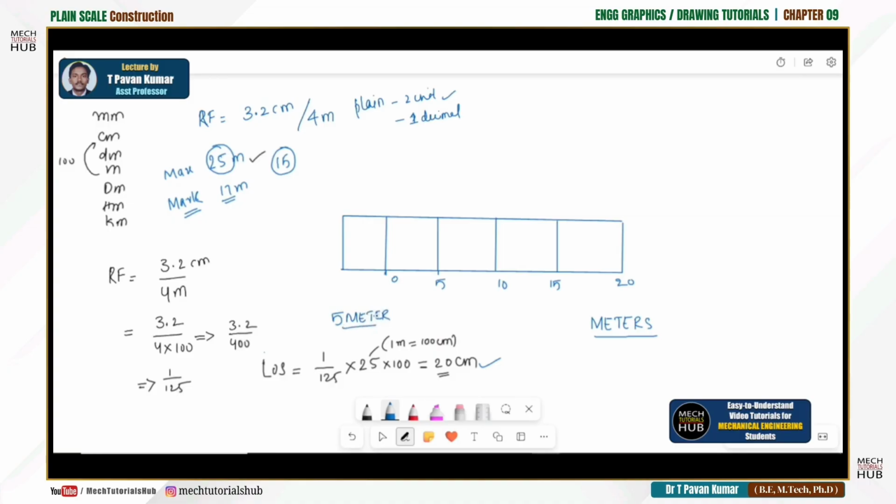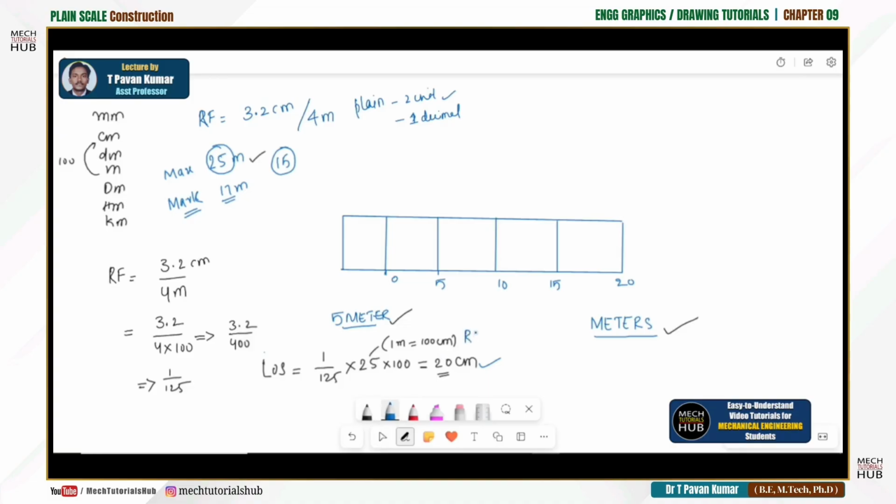Why I'm writing this? Because it is given in the question: a 3.2 centimeter long line represents a length of 4 meters. Extend this line to measure length up to 25 meters. Maximum distance is given. And show on it units of meters and 5 meters. They have given. That is the reason we are representing it on the scale.